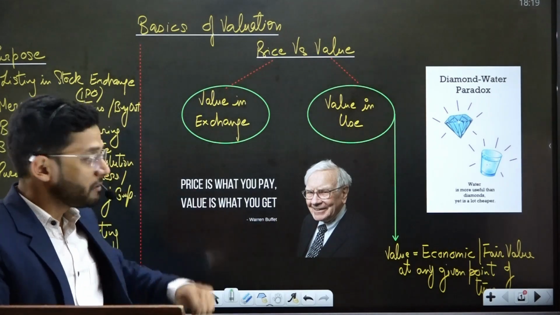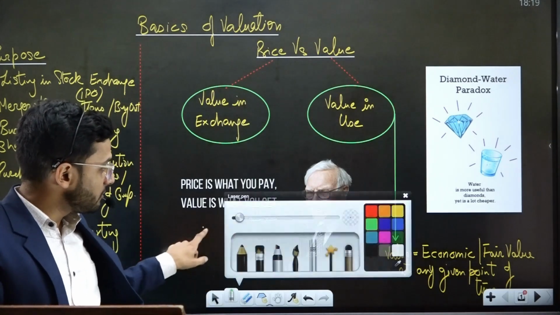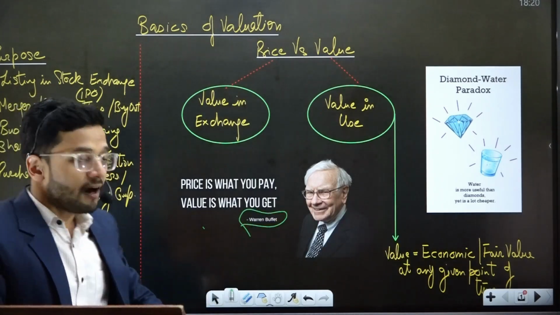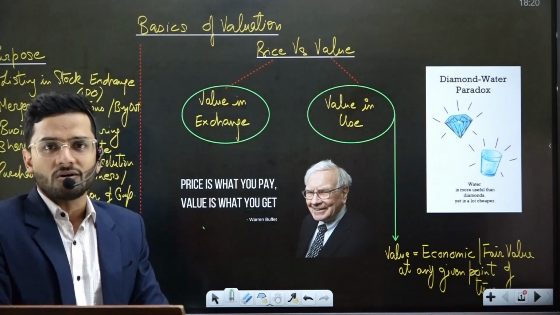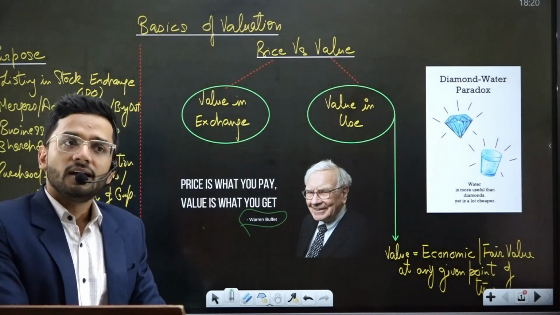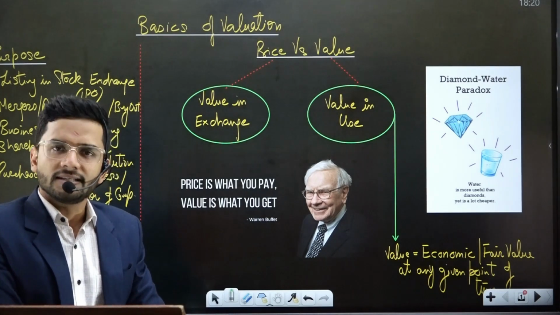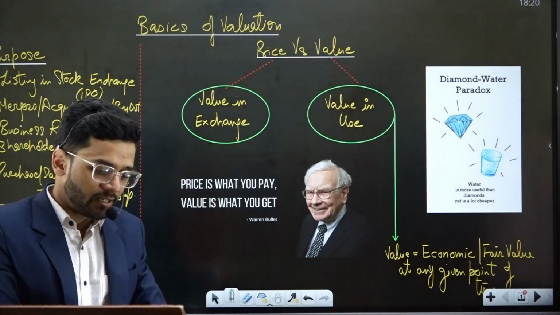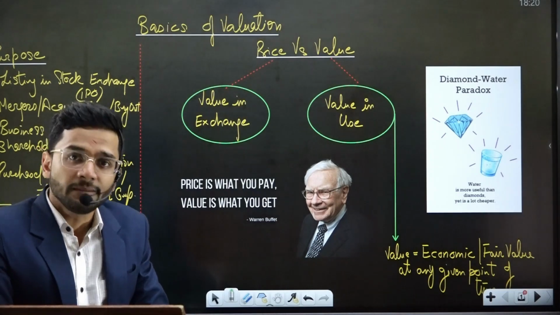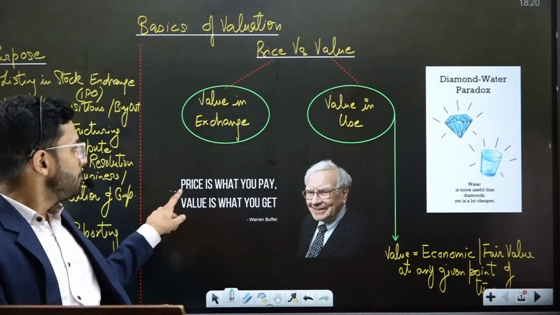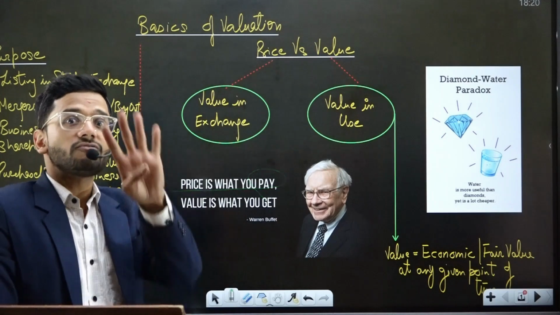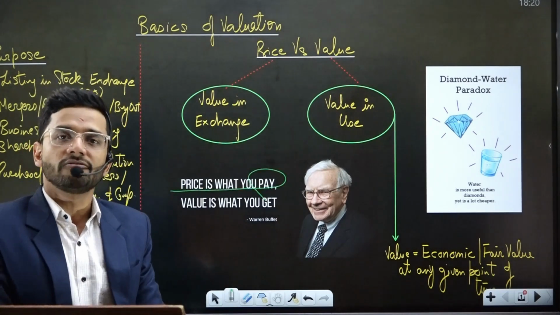Let's read what Warren Buffett has to say about price and value. Warren Buffett is the undisputed king of the stock exchange world, where he earned a lot of money. Berkshire is the company which he formed. It invests into stock and it earns money. So Warren Buffett says that price is what you pay. That was 40 lakhs for me. I paid 40 lakhs to buy that office.